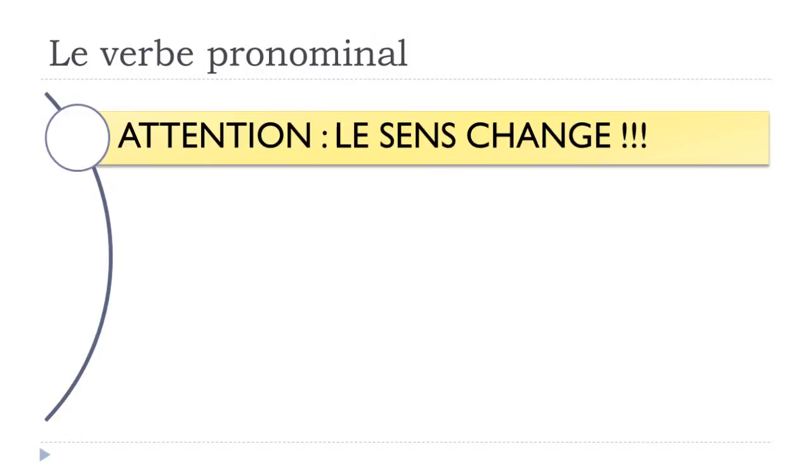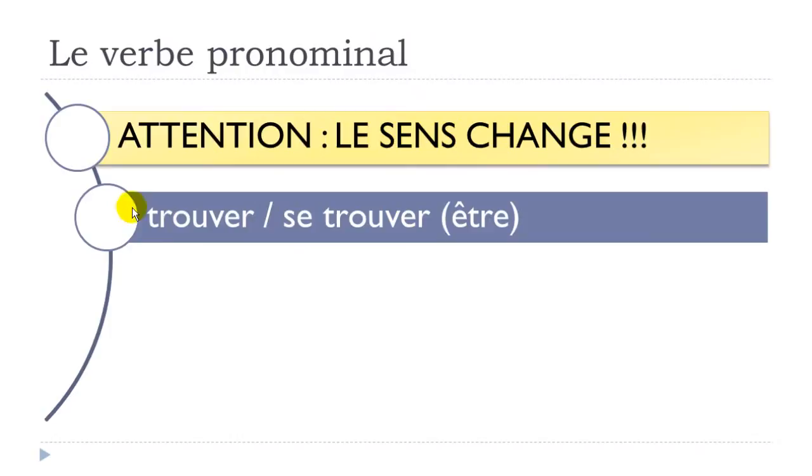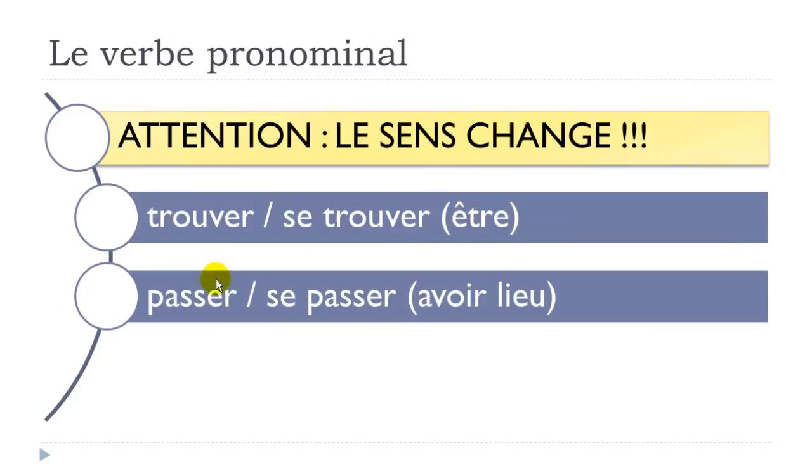Be careful, because in some cases when you add this se in front of the verb, then le sens, so the meaning of the verb, will change. So I will put a few examples here. Trouver is to find. And then se trouver means to be, être. Passer, to pass. Se passer, avoir lieu, so to take place.